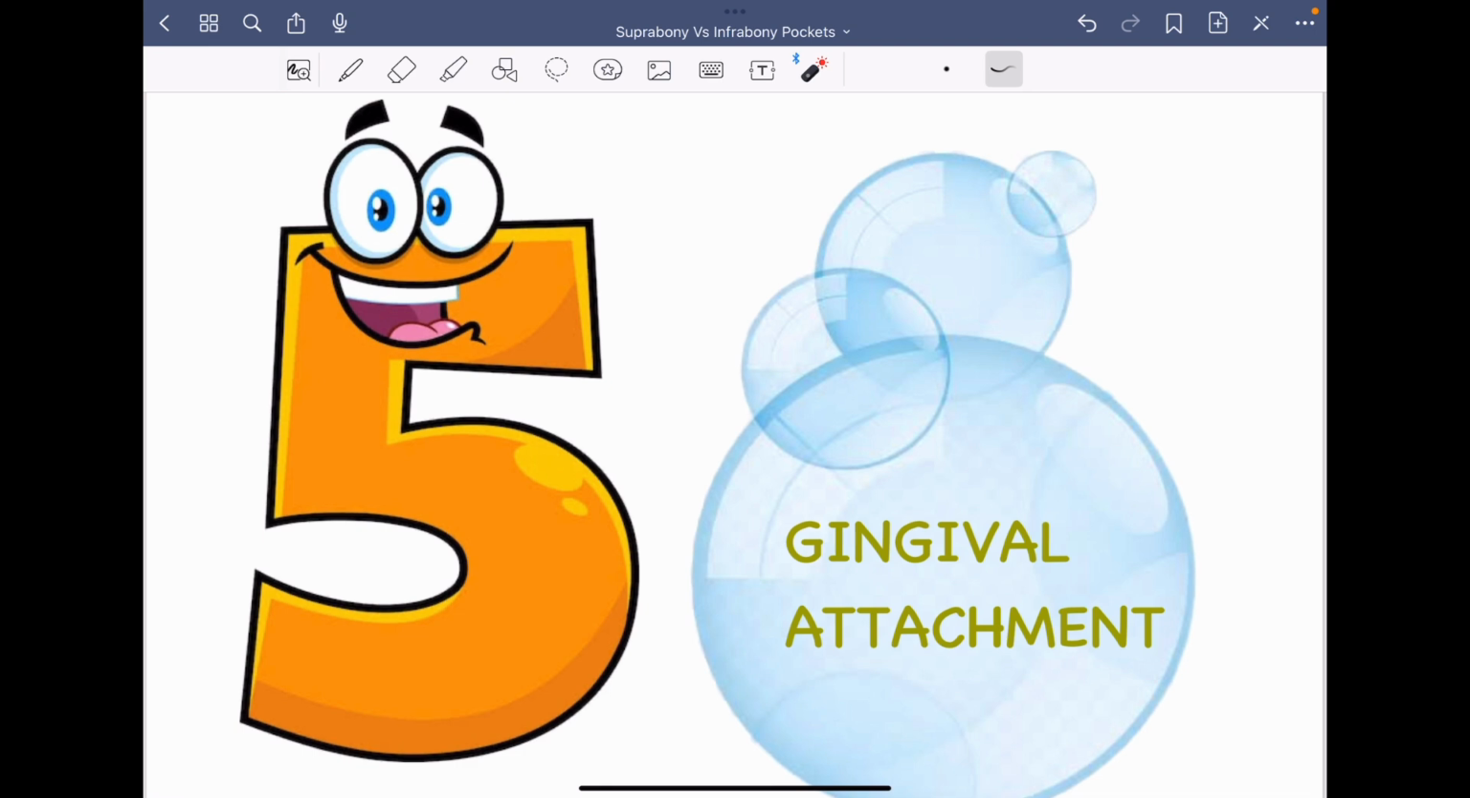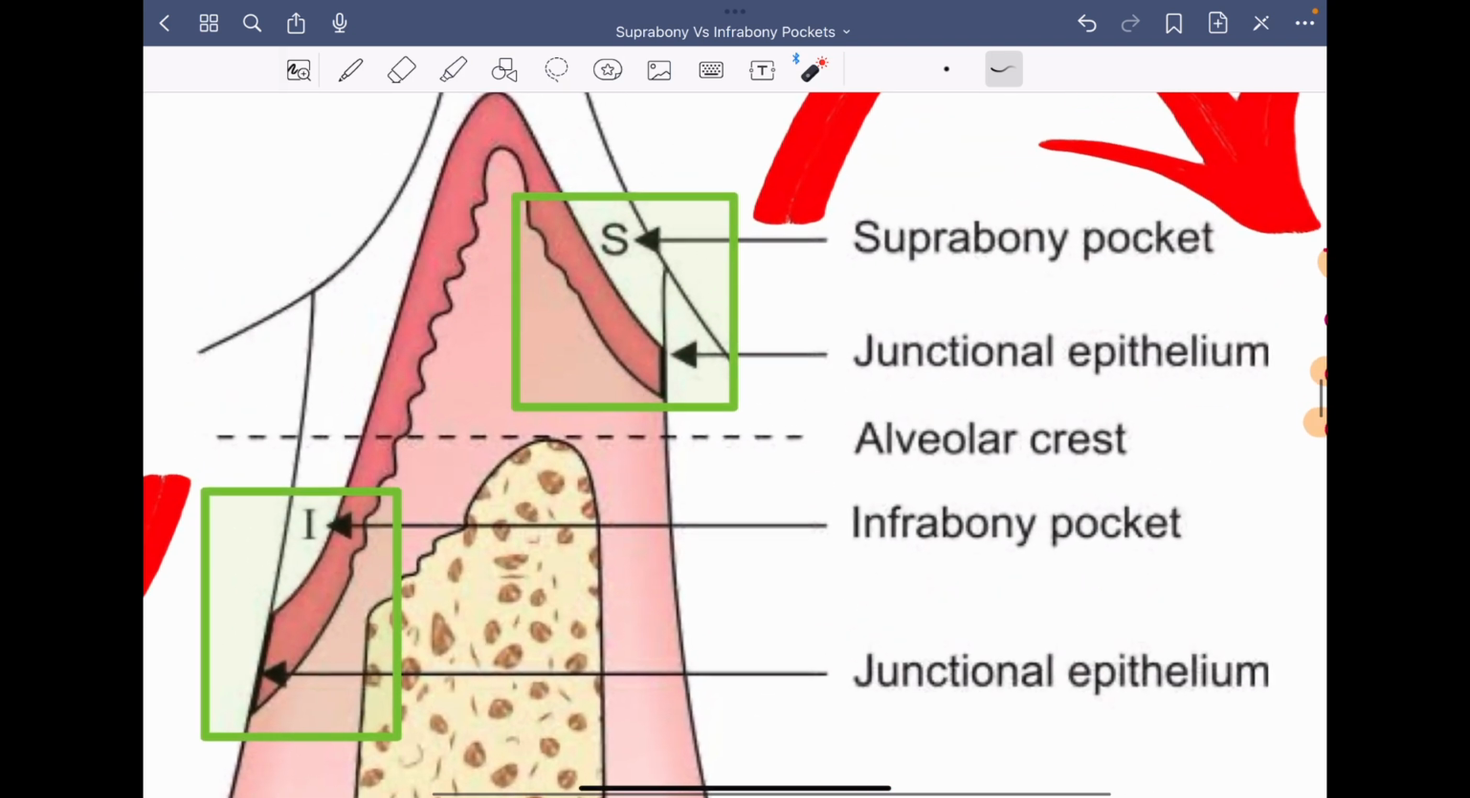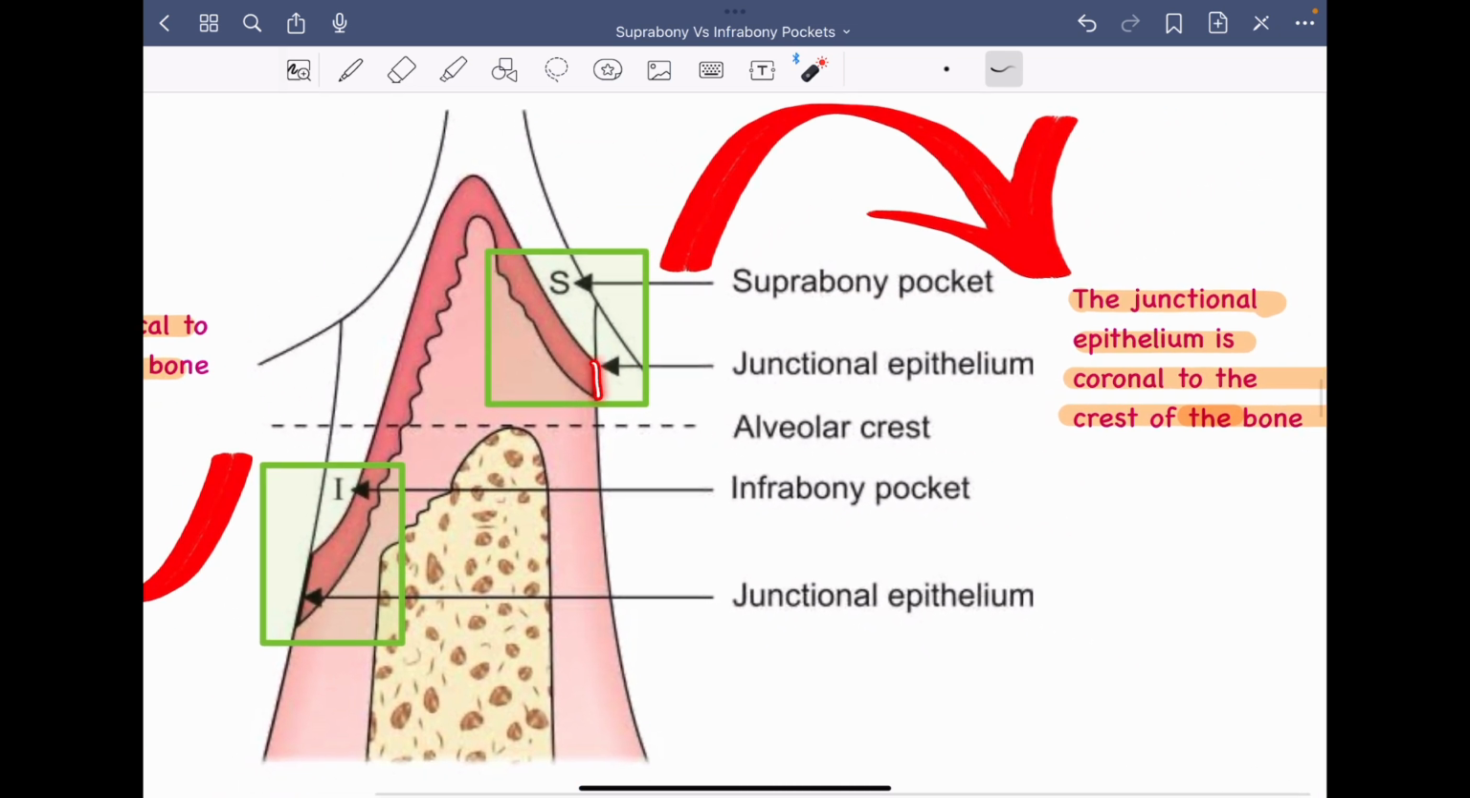Moving on towards the next differentiating feature, on the basis of gingival attachment or the junctional epithelium. Here we can see this is our suprabony pocket, and this is our junctional epithelium, located coronal. This is the crest of the alveolar bone. This is the deepened pathological gingival sulcus, that is your suprabony pocket. So the junctional epithelium is lying way coronal to the crest of the alveolar bone.